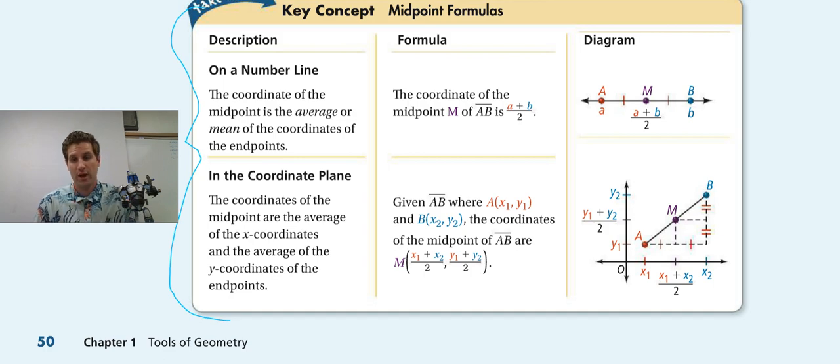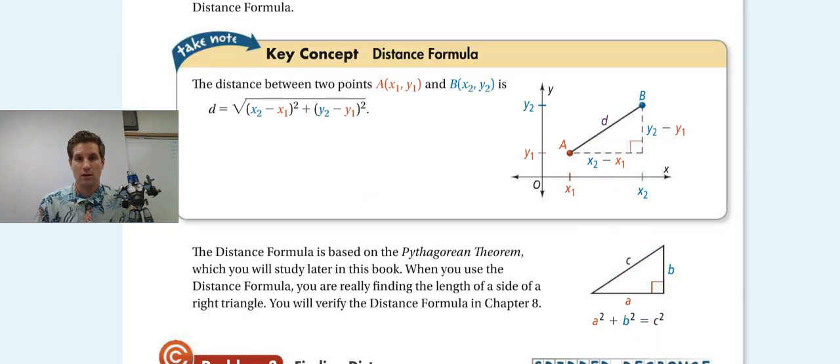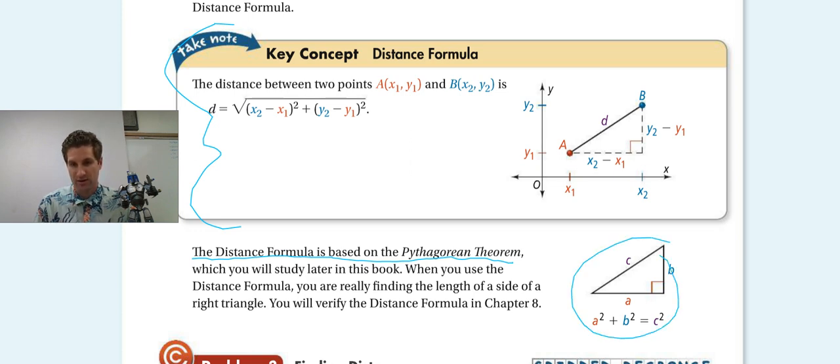Alright, one more vocab. Okay, and then we have this piece, so we want to take note of that. And this is the distance formula. We're going to talk more about the distance formula later in the book. The distance formula is actually based on the Pythagorean theorem, which we will demonstrate, showing how this piece right here helps us come up with this equation. But this is our equation.